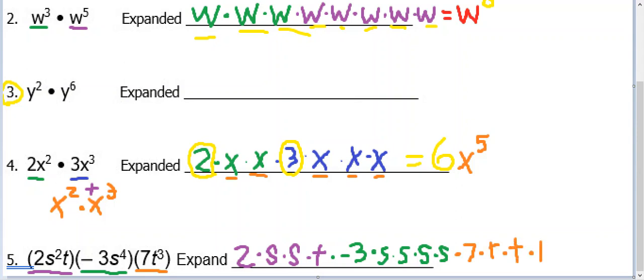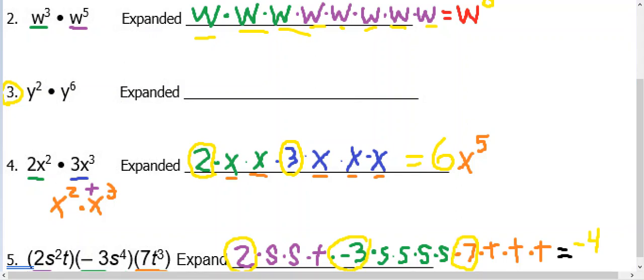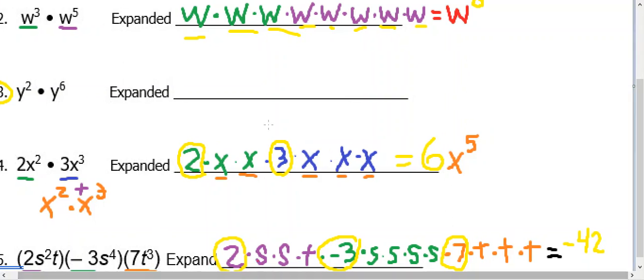T times t times t. And now I can simplify it and figure out what my answer is going to be. I can start with my numbers. I see I have 2 times negative 3 times 7. And that's going to give me negative 42, because those are just numbers.